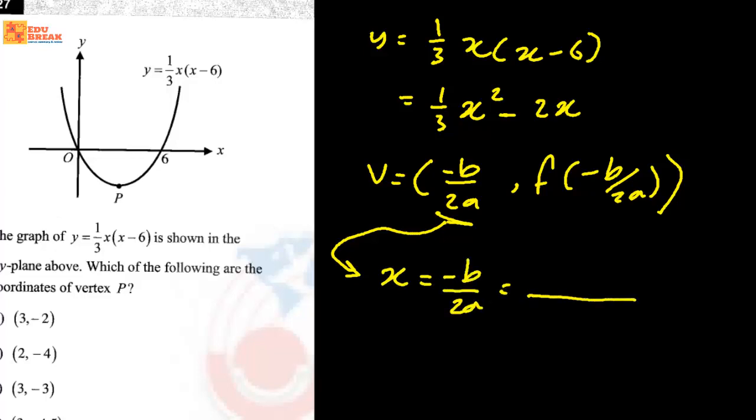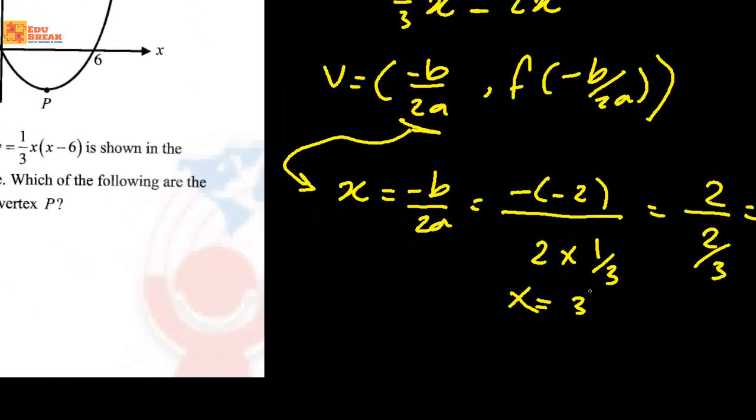Negative b means negative the coefficient of x, which equals negative negative 2. So it is 2 over 2a, which means 2 over 2 times a third. Using the calculator, it equals 2 over 2 over 3, which equals 6 over 2, which equals 3. So x equals 3 in the exercise.